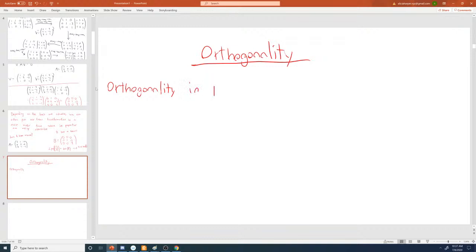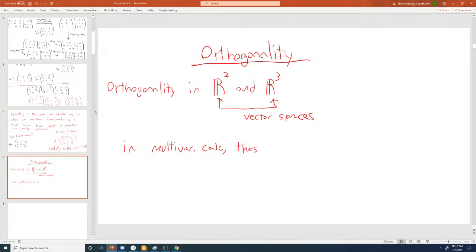In R2 and R3. So R2 and R3 are both vector spaces, as we well know at this point. But when you're studying them in multivariable calculus, they're not just vector spaces. They come to you with a little bit of extra structure. So in multivariable calc, these spaces have extra structure.